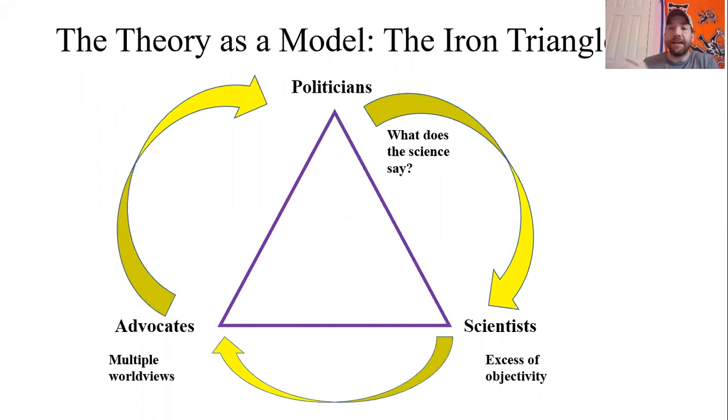And they take this excess objectivity and they've got multiple views about what should happen. Group A says, look, science says we should do A. And group B says, look, the science says we should do B. And the politician says, oh, I don't know. And so the politician says, what does the science say? And we go back around here. And this is gridlock, right?